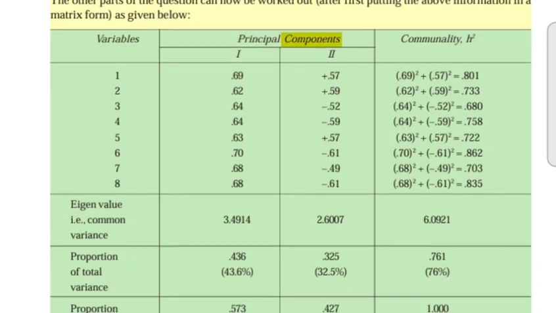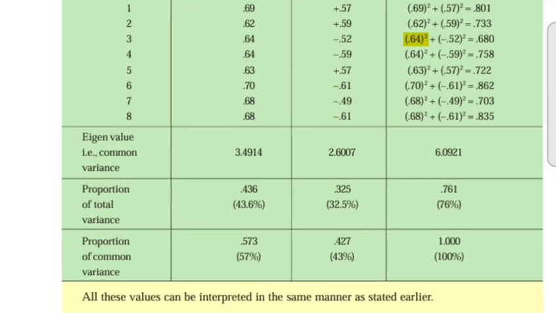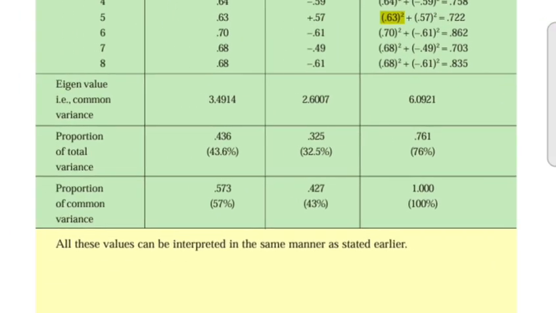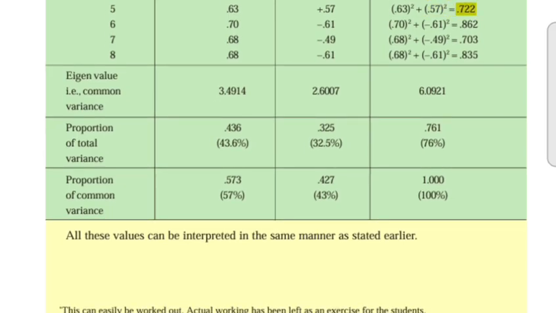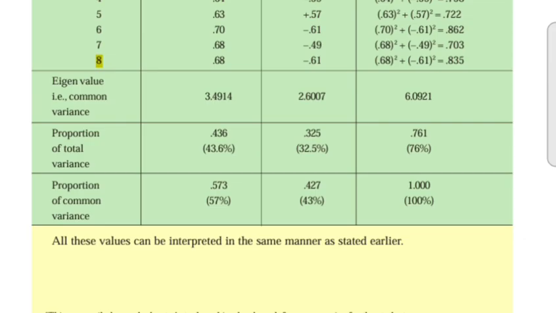Variables, principal components, communality h squared: 1. 0.69 squared plus 0.57 squared equals 0.80; 2. 0.62 squared plus 0.59 squared equals 0.73; 3. 0.64 squared plus minus 0.52 squared equals 0.68; 4. 0.64 squared plus minus 0.59 squared equals 0.75; 5. 0.63 squared plus 0.57 squared equals 0.72; 6. 0.70 squared plus minus 0.61 squared equals 0.86; 7. 0.68 squared plus minus 0.49 squared equals 0.70; 8. 0.68 squared plus minus 0.61 squared equals 0.83.